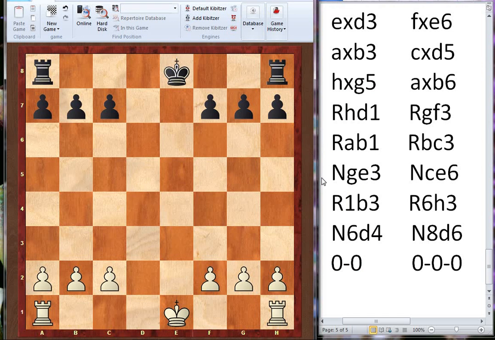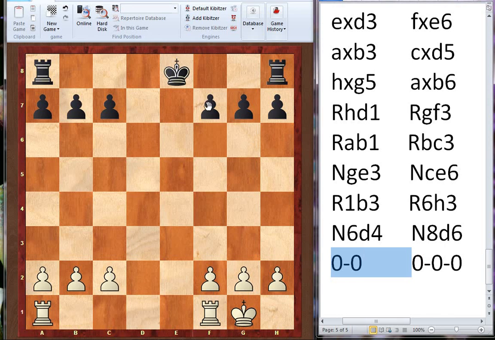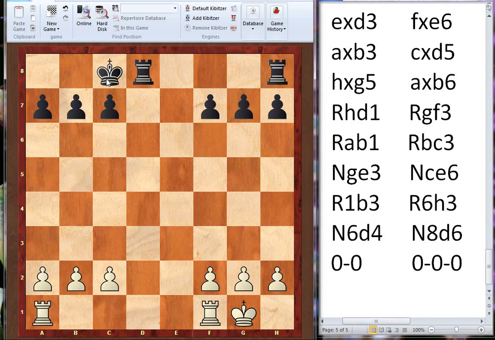Now let's come to the last part of the notation. In chess, there are two types of castling. Suppose white plays this move, castle king side, it is written as 0-0, and if castle queen side happens, it is written as 0-0-0. Now friends, you may be confused as to what is castling. For that, I will make a separate video on castling.